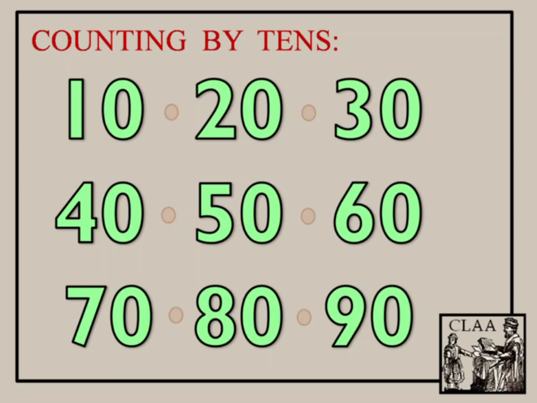Let's do that one more time. 10, 20, 30, 40, 50, 60, 70, 80, 90. If you remember the tens here, all you'll have to do is add the number of units, and you can count any number from 0 all the way up to 99.